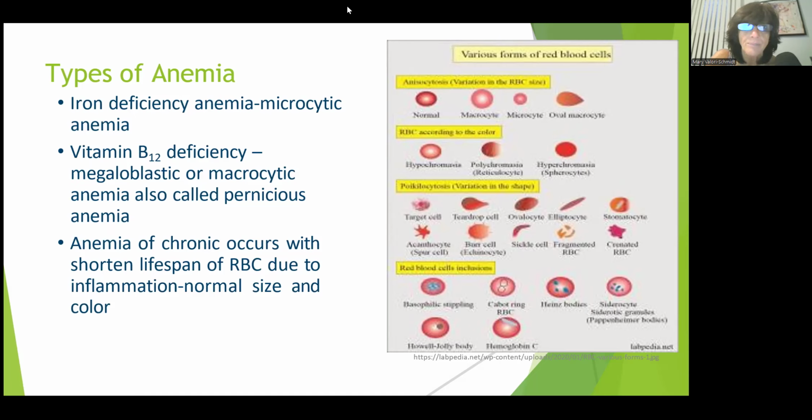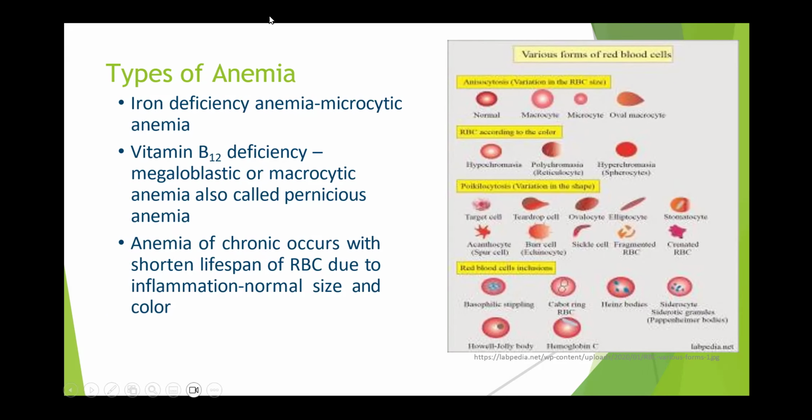So let's get started, okay? And I want to actually get my face out of here so we can see the screen. So iron deficiency anemia or microcytic anemia. So iron deficiency anemia, you need iron in order for your body to make red blood cells. If you don't have enough, then you're not going to produce enough red blood cells.